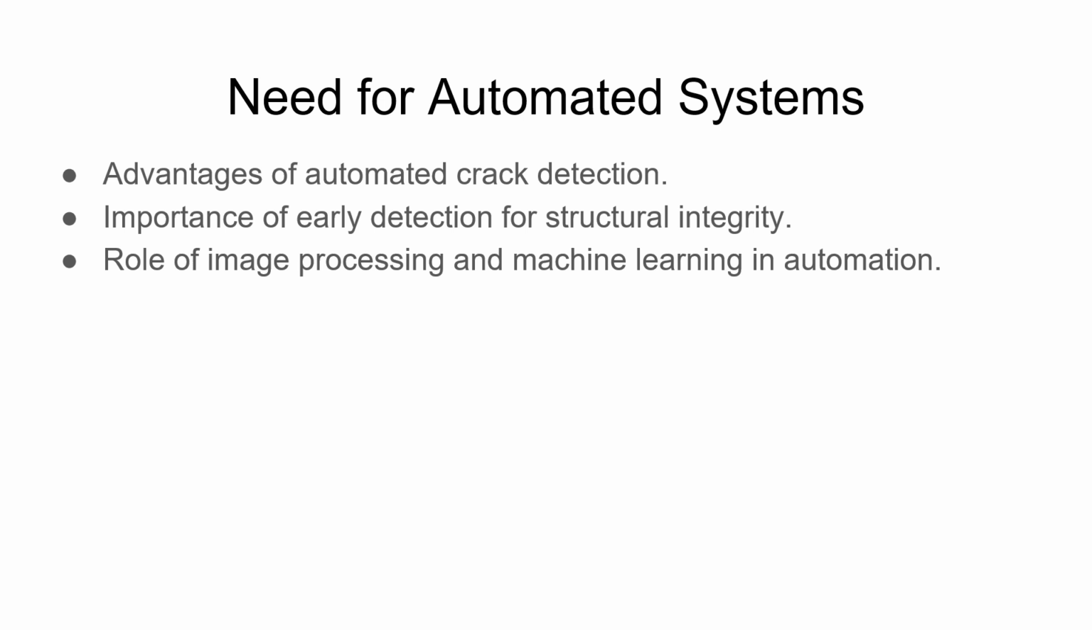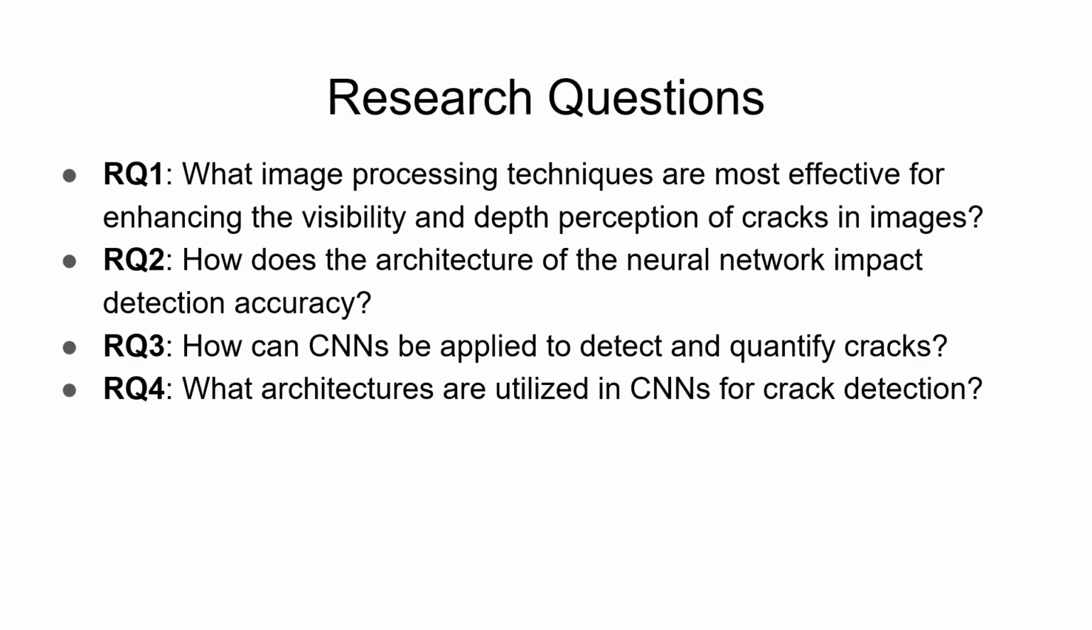process. To guide our review, we focused on 4 research questions that address different aspects of crack detection using conventional neural networks. These questions are critical for understanding the current state of research and identifying the most effective methods and technologies.